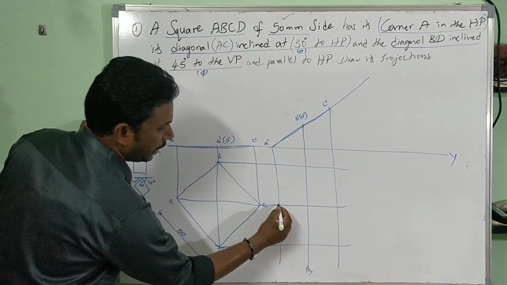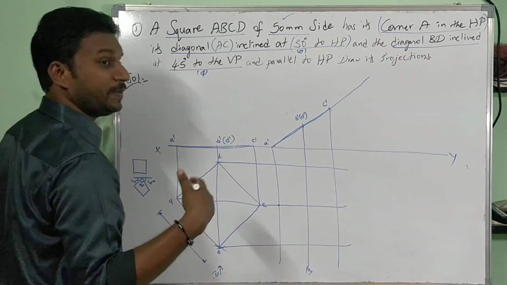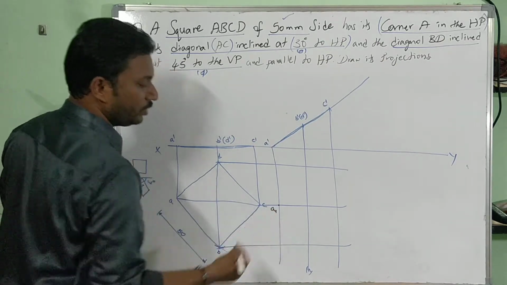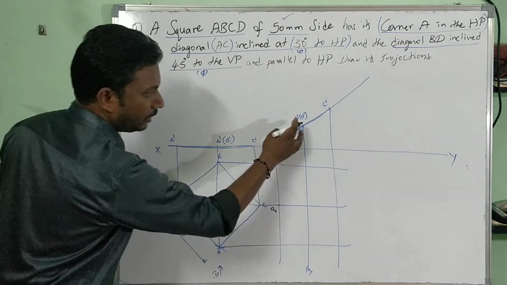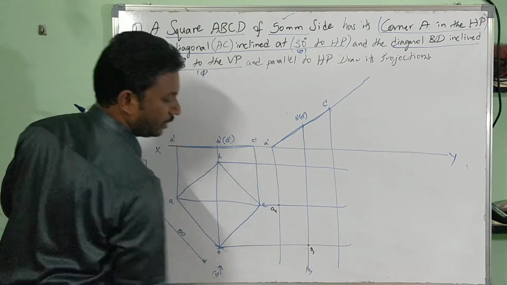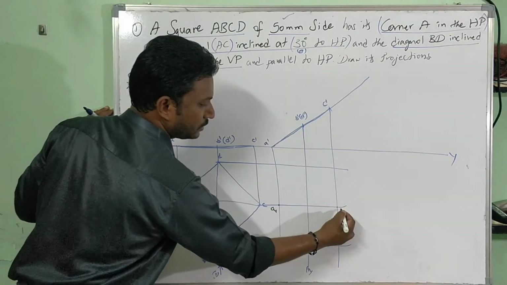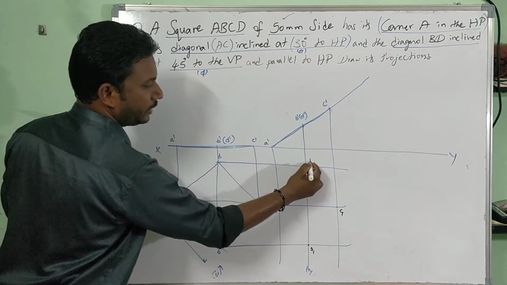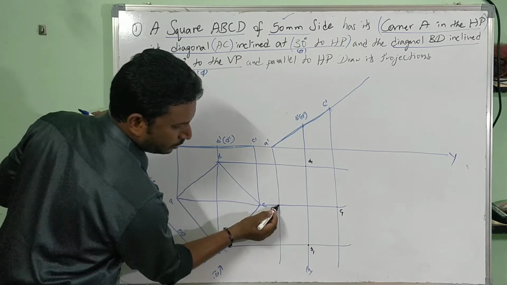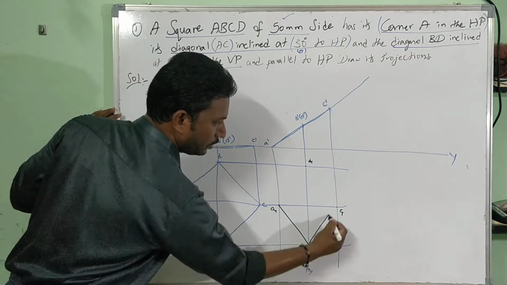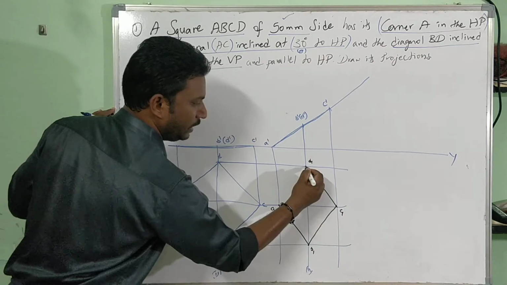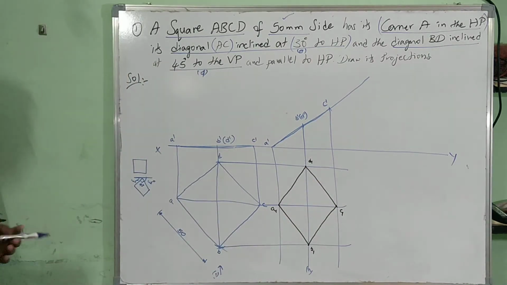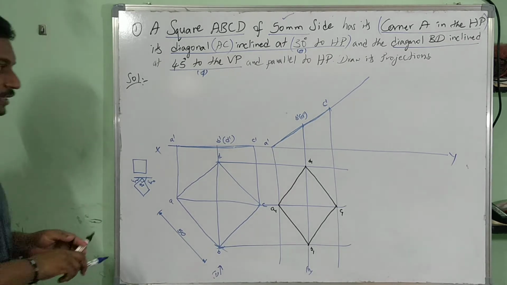See combinations, A to A. Actually the shape is changing, so it's a new one. We will go for A1. B dash, B1. C dash, C1. D horizontal, D dash vertical, D1. Join them: A1 B1, B1 C1, C1 D1, D1 A1. The diminished shape of a square when it is inclined at an angle of 30 degrees in the front view.